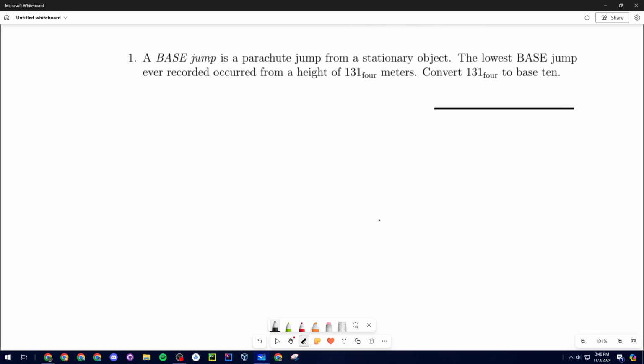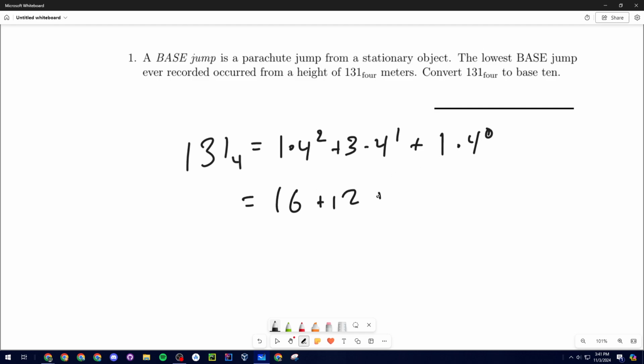So yeah, first one, pretty self-explanatory, just 131. Everyone should have gotten this. Just 1 times 4 squared plus 3 times 4 to the first plus 1 times 4 to the 0th. That's just 16 plus 12 plus 1, which is 29. Okay, cool.